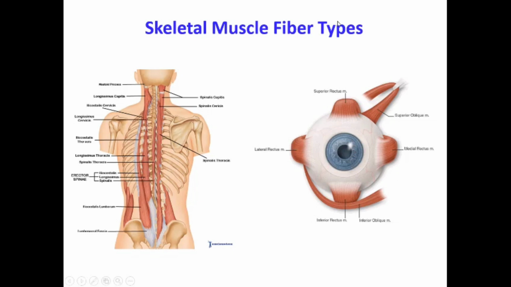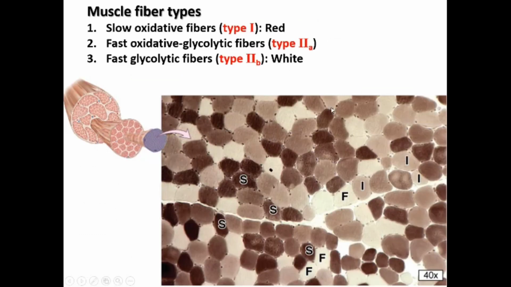Actually, these types of muscle have different expression of contractile proteins, regulatory proteins, and the proteins affecting oxygen storage. So the cells have different content. According to these different contents, we have different types of muscle fibers.